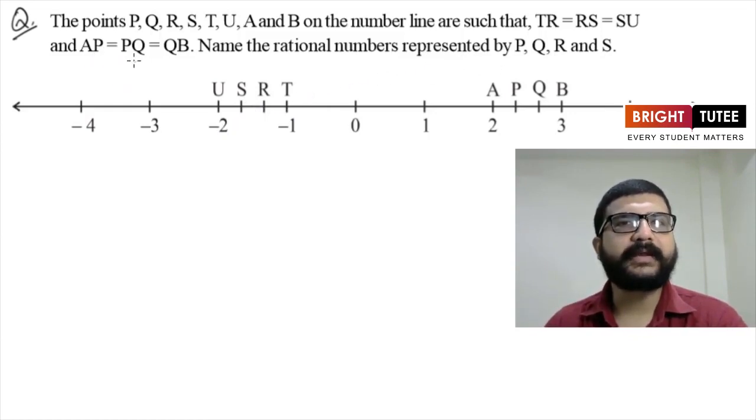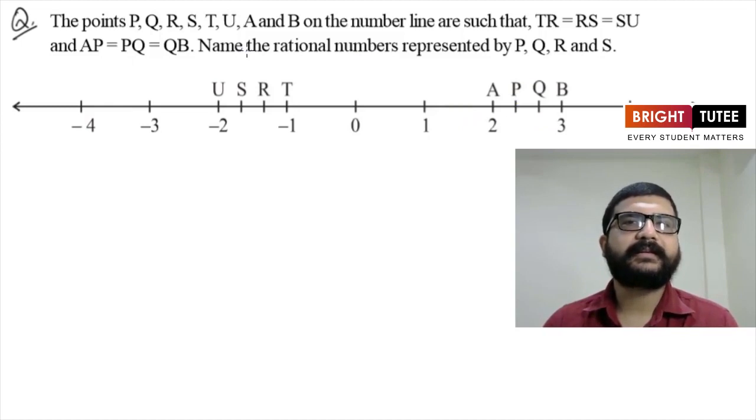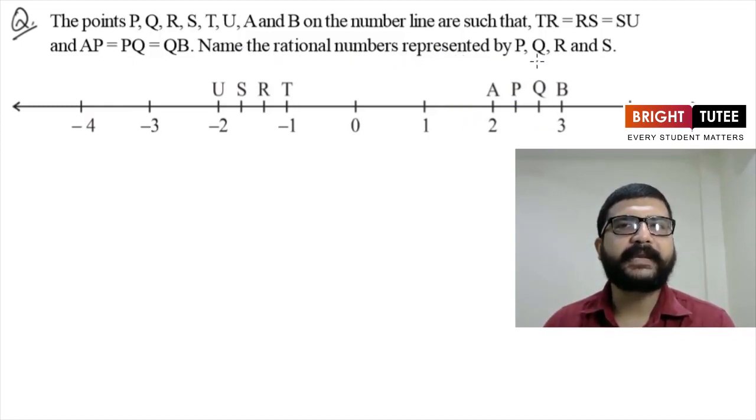And AP is equal to PQ is equal to QB. That is, here AP is equal to PQ is equal to QB. So here also the region between 2 and 3 is divided into 3 equal parts using 2 markers P and Q. Now what we have to tell, name the rational numbers represented by P, Q, R and S.